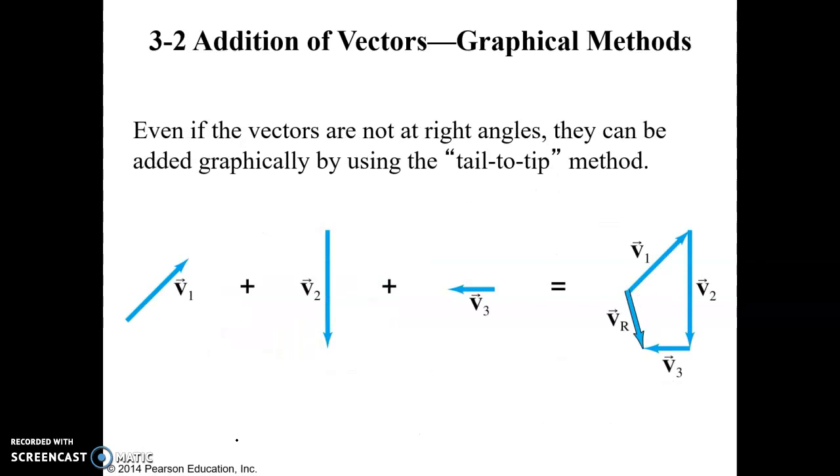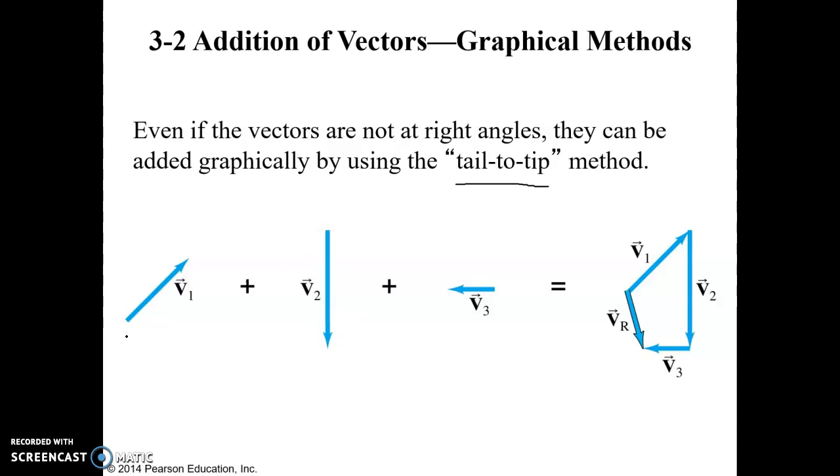Let's take a look now at what graphically it would look like if we wanted to add two vectors that are not perpendicular to each other. So we have here v1 that's going up and to the right, and we have v2 that's going straight down. And actually we also have v3 here that's going over to the left. This method of visualizing the addition of vectors is called the tail to tip, or I tend to say tip to tail method. And basically all you do is you take these three vectors, you can kind of slide them and move them around so long as you don't change their direction.